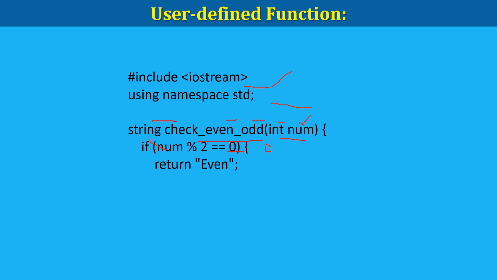If the condition num % 2 == 0 is true, the function returns the string "even". This tells the caller that the number is even. Else, if the number is not divisible by 2, i.e. the condition in the if statement is false, the else block will execute, and the function returns the string "odd", indicating that the number is not divisible by 2. The curly braces close the function definition.